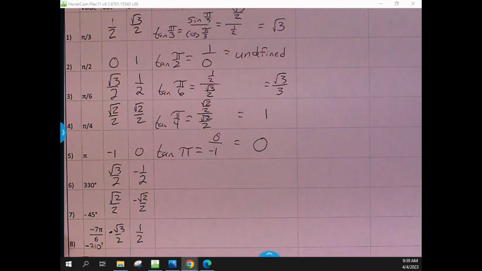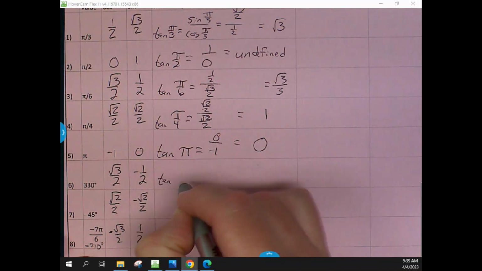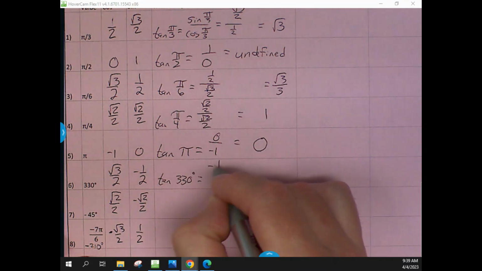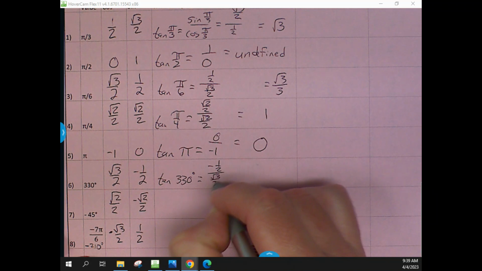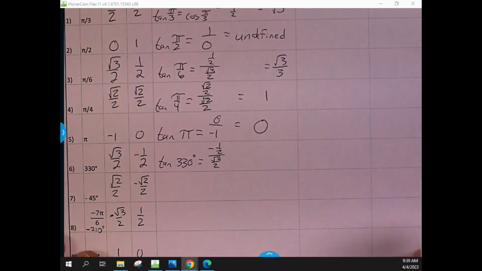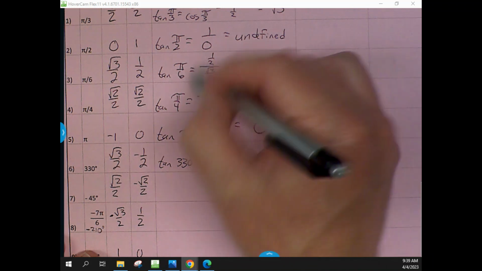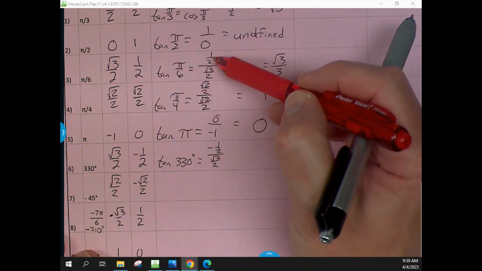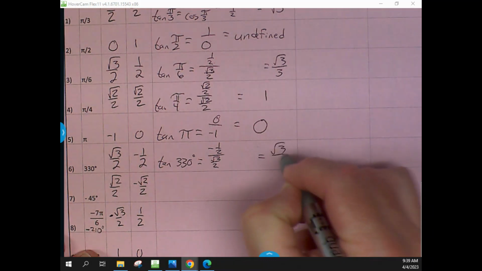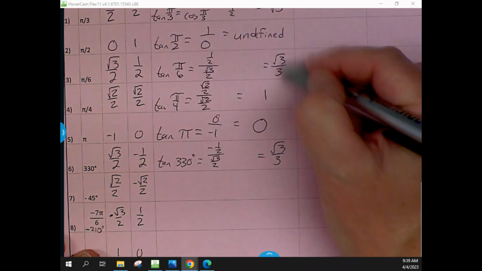All right, if we do tangent of 330, that is negative 1/2 over square root of 3 over 2. And you may go, oh, you mean I have to do all that work again? Absolutely not. Because you've already got this same answer here, correct? You've already got 1/2 over square root of 3 over 2. You already know what this answer is. It's going to be square root of 3 over 3. So we know this answer would have to be the same thing.